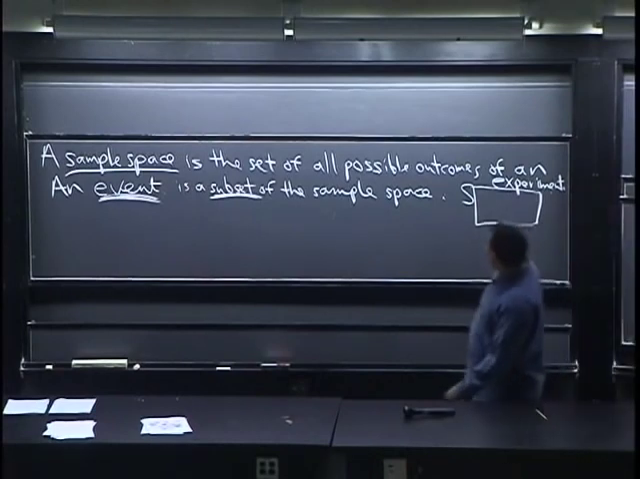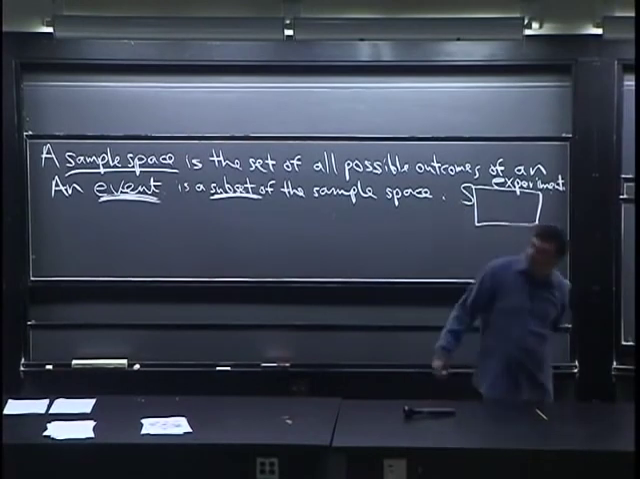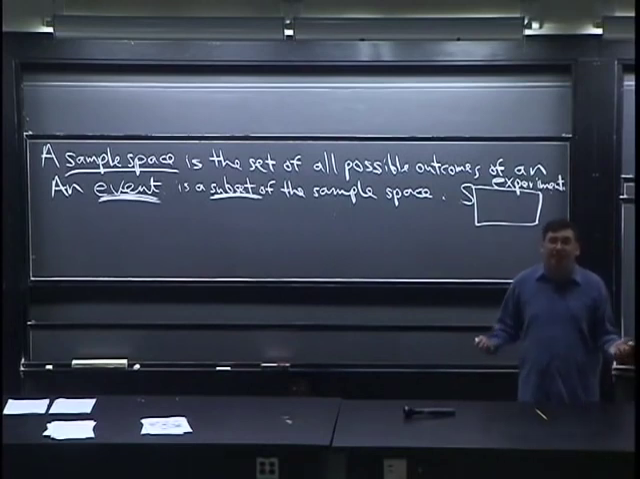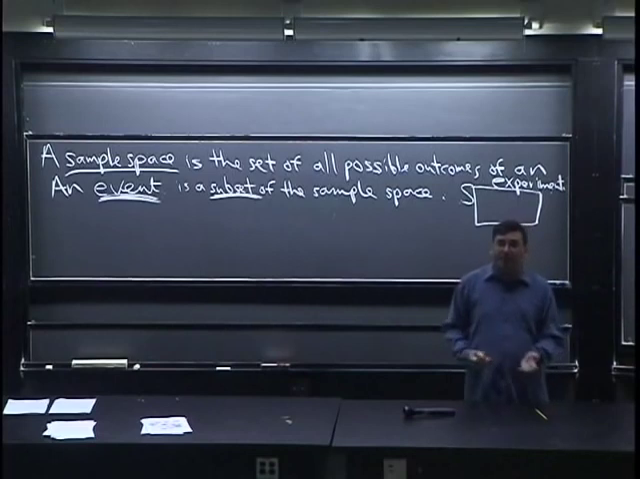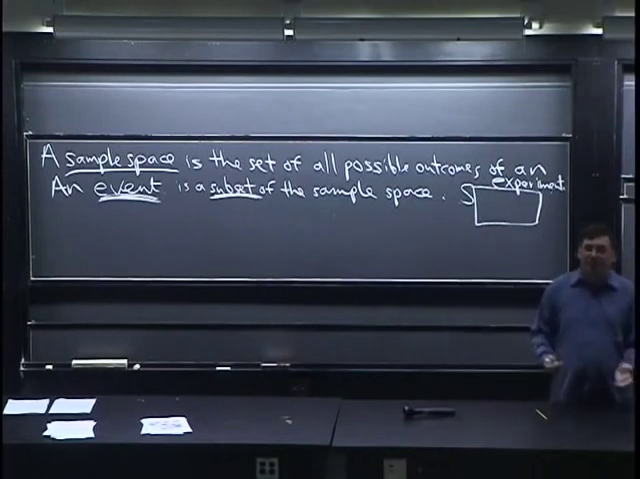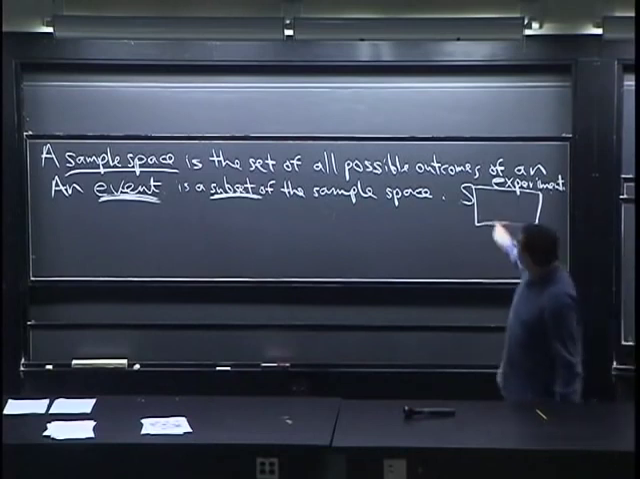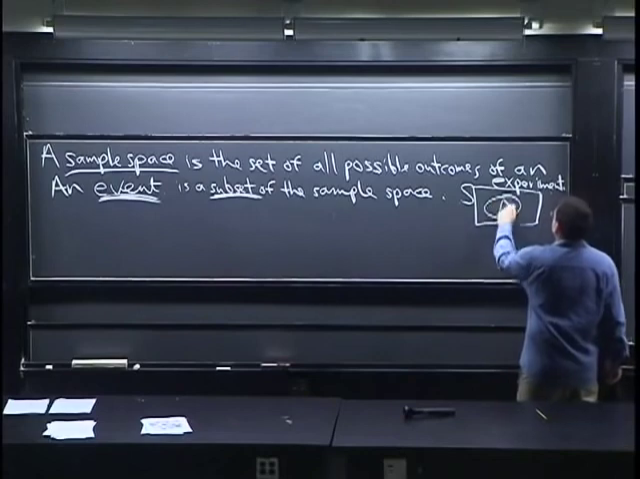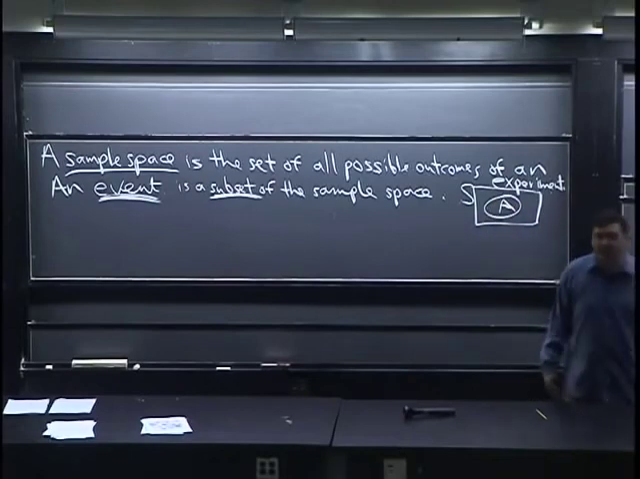So if our experiment is to roll 2 dice, 6-sided dice, then there are 36 possible outcomes. We'll actually get to where the 36 comes from in a bit. There are 36 possible outcomes, and this set would consist of all those outcomes. And then an event, let's call it A, is just some subset.